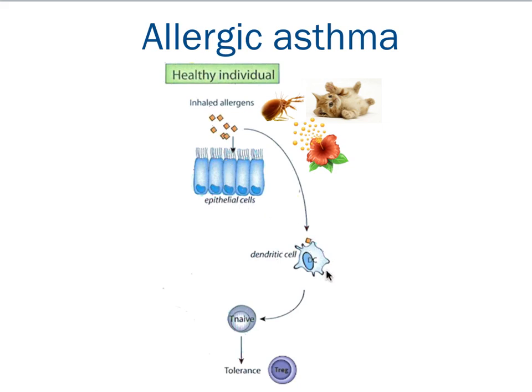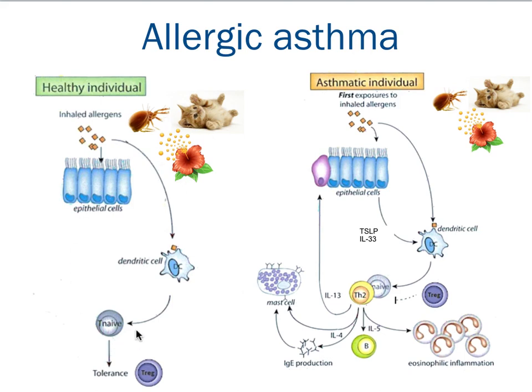Now, underneath the epithelial cells you have dendritic cells that will eat the allergens, but they won't get signals from the epithelial cells that it is dangerous. So these dendritic cells will tell T cells that this is not dangerous and that they should be tolerant for these allergens, and that they should develop into regulatory T cells that can downregulate immune responses against these allergens.